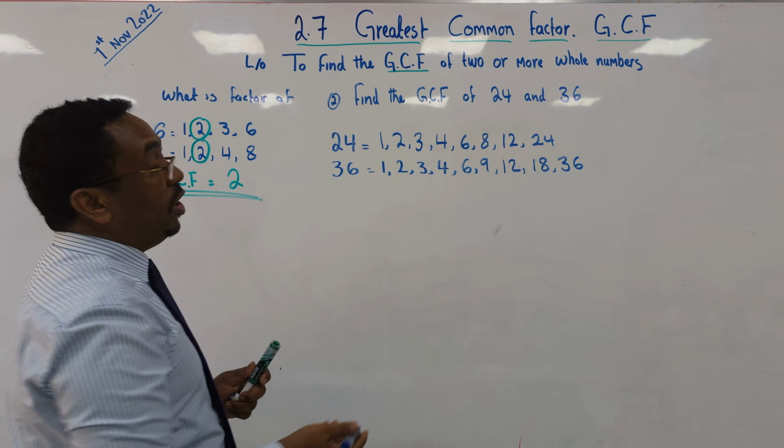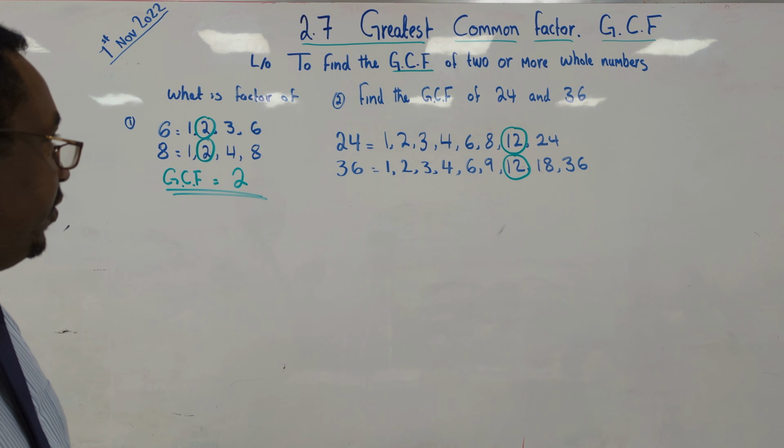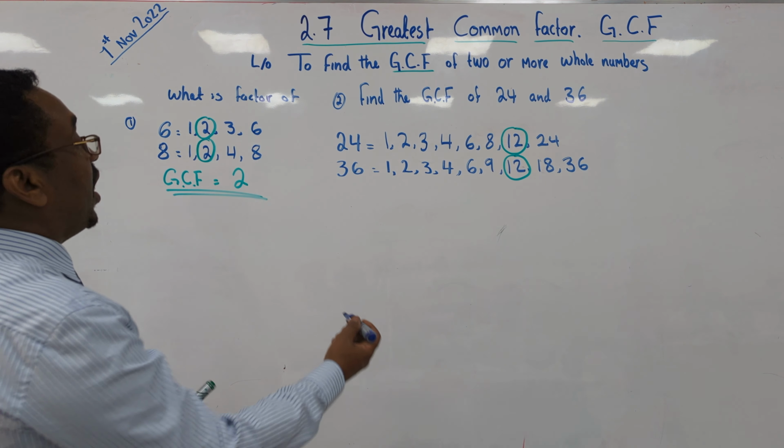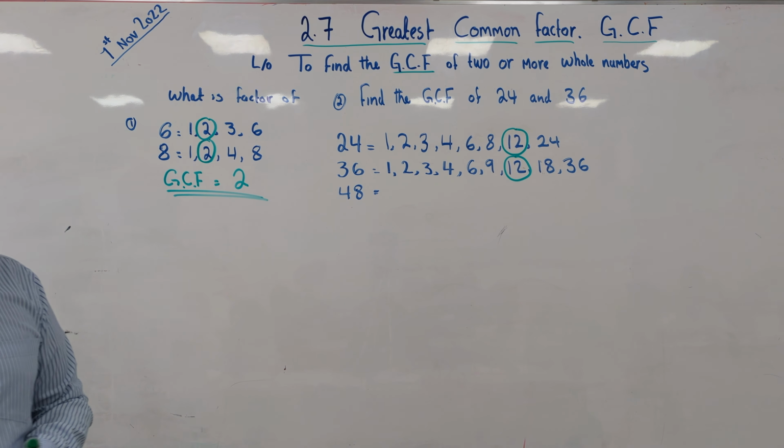That's easy, right? We could do the same thing if we have 3 numbers. For example, if we add another number and we say, can you find the greatest common factor of 36, 24, and we can say 48. Let's add another one, 48. Okay, let's find the factors of 48.